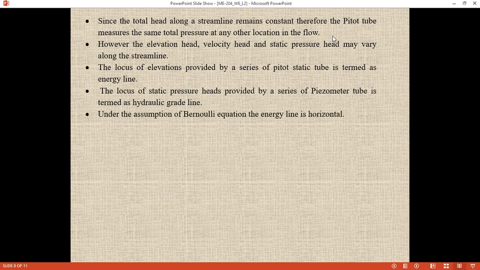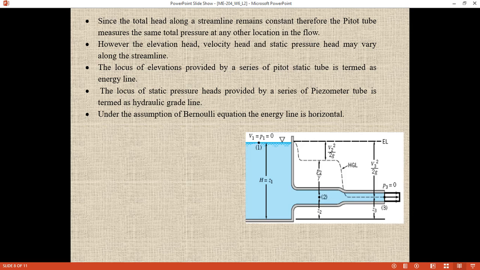Here, under the assumptions of the Bernoulli equation, the energy line is horizontal, because we assume that in the Bernoulli equation the flow is incompressible, there is no loss in the energy, the flow is steady, and the flow is inviscid.